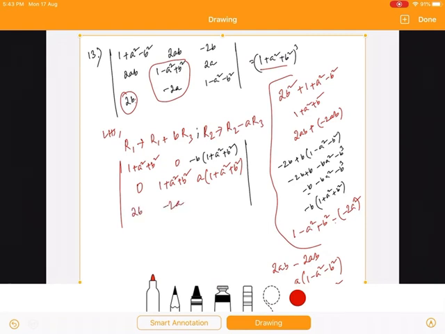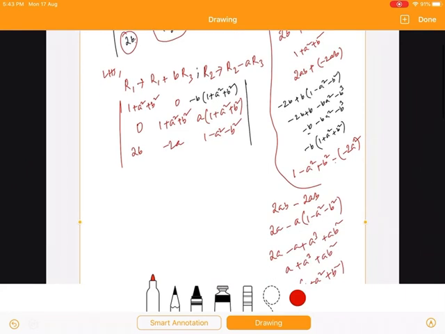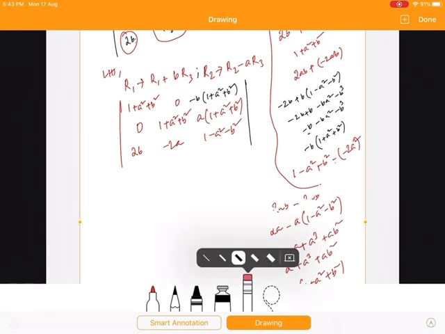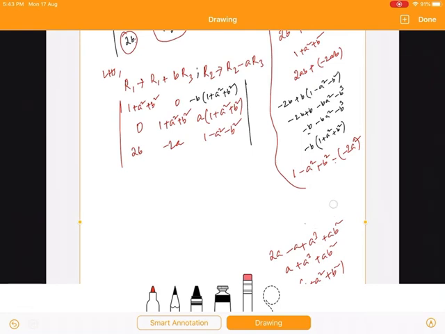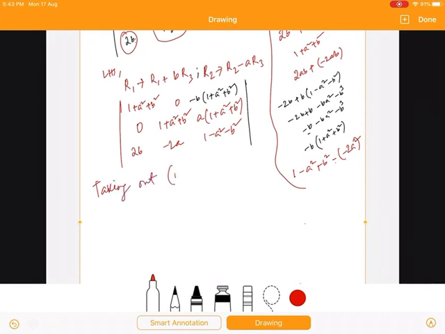So what do you get? This one is 2b, this one is minus 2a, this one is 1 minus a square minus b square. So tell me, what will be my next step? Common, right? So what should I take common? 1 plus a square plus b square, from where? Row 1 and row 2. Taking out 1 plus a square plus b square from R1 and R2.